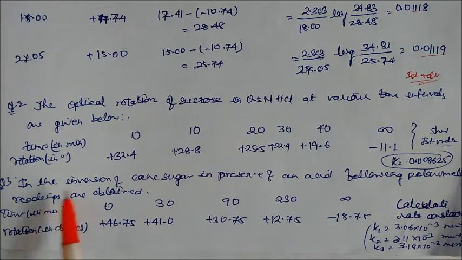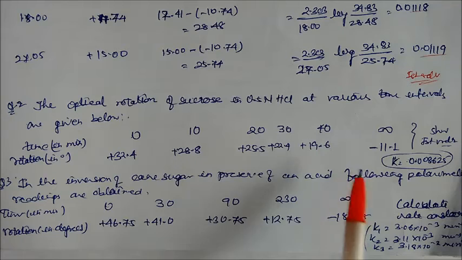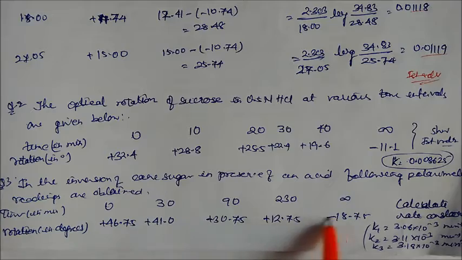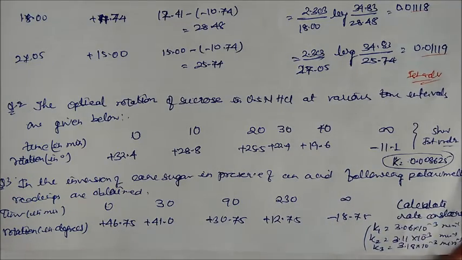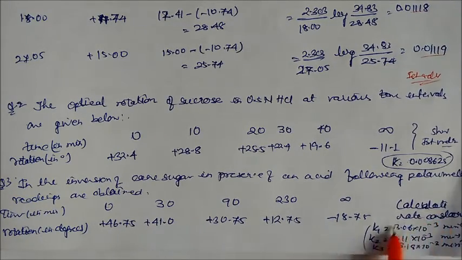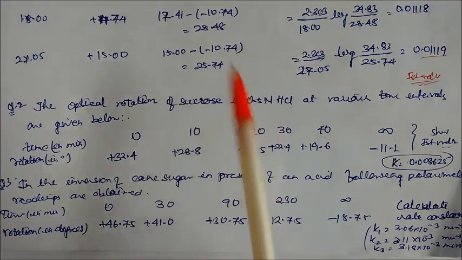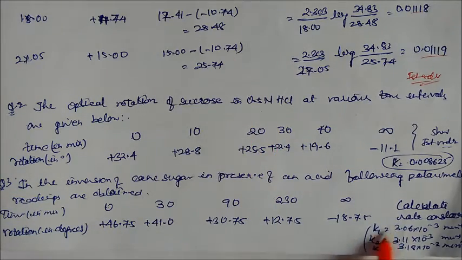Second example: in the inversion of cane sugar in the presence of an acid, the following polarimeter readings were obtained. Time in minutes is given up to infinity, and the rotation in degrees is again in decreasing order. You have to calculate the rate constant. I have written the answer also. If you solve it following the similar pattern as above, you will get the rate constant values. So you solve it and get your answers.